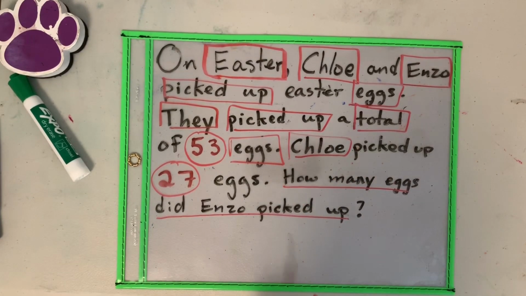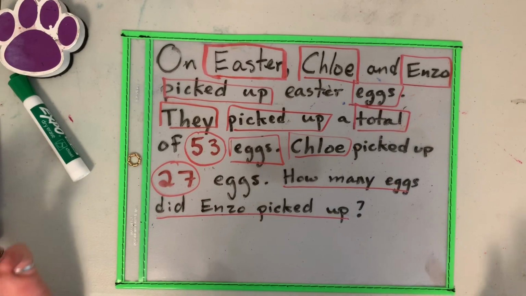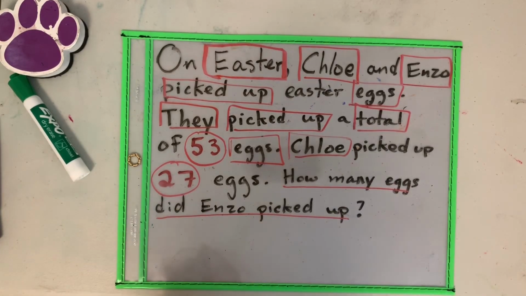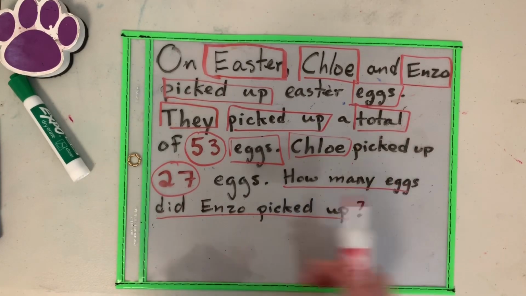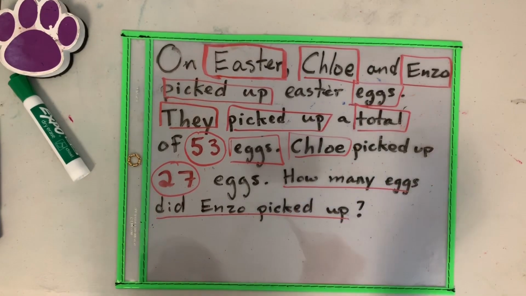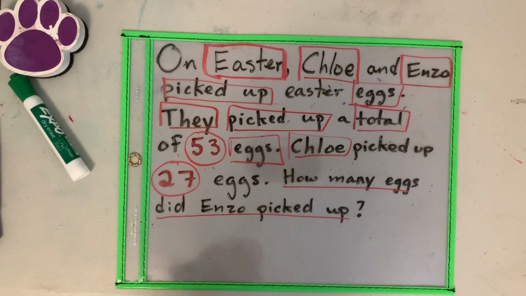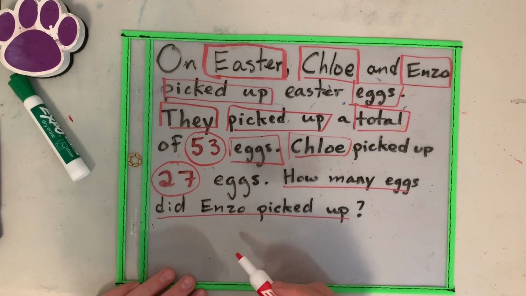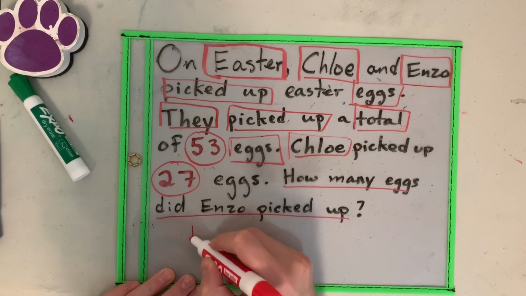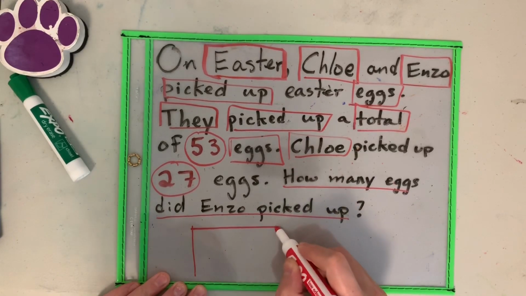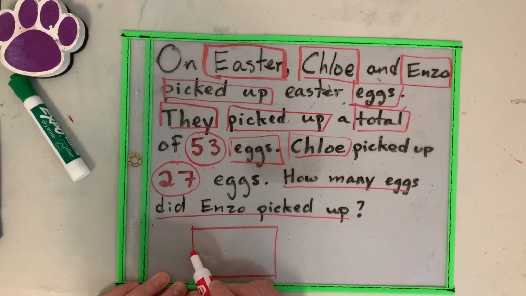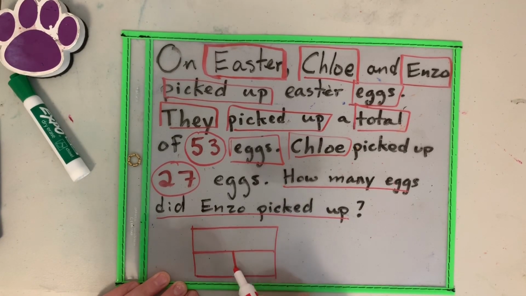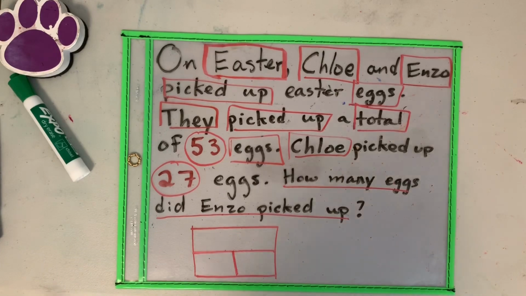Do we know how much Enzo picked up? No, we do not know. No sabemos cuánto agarró Enzo. Sabemos que Chloe agarró 27, pero Enzo no lo sabemos. Hay que buscar cuánto agarró Enzo. Y para esto vamos a crear nosotros un strip diagram. Remember the strip diagram with the part, whole?